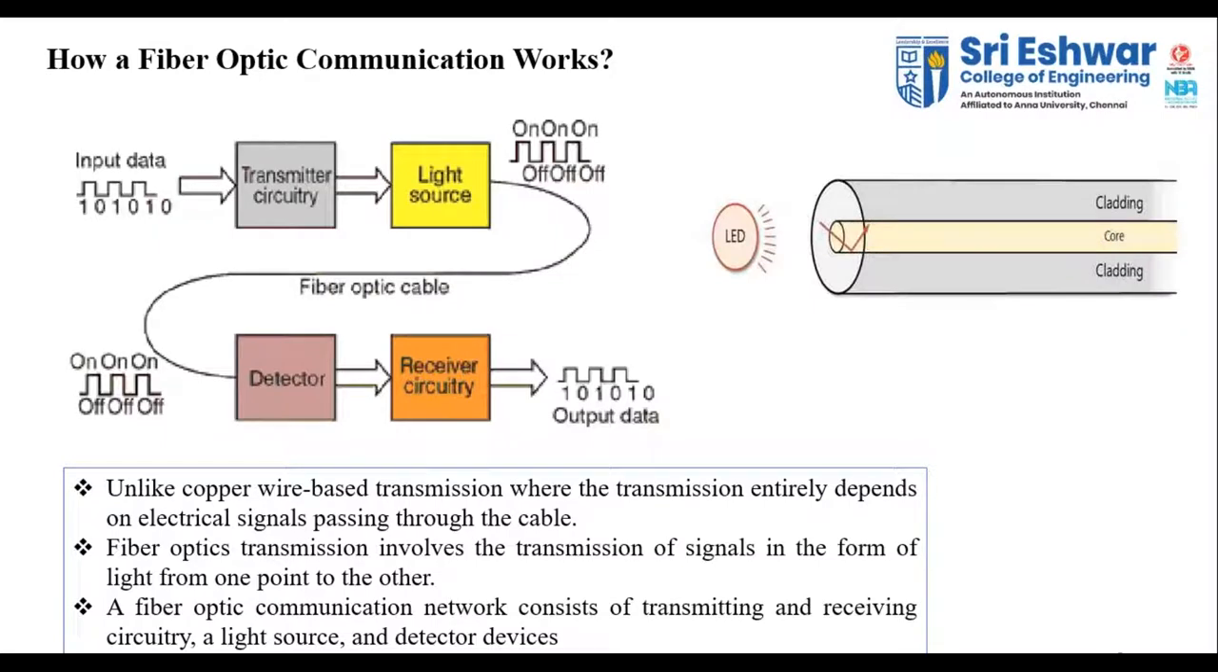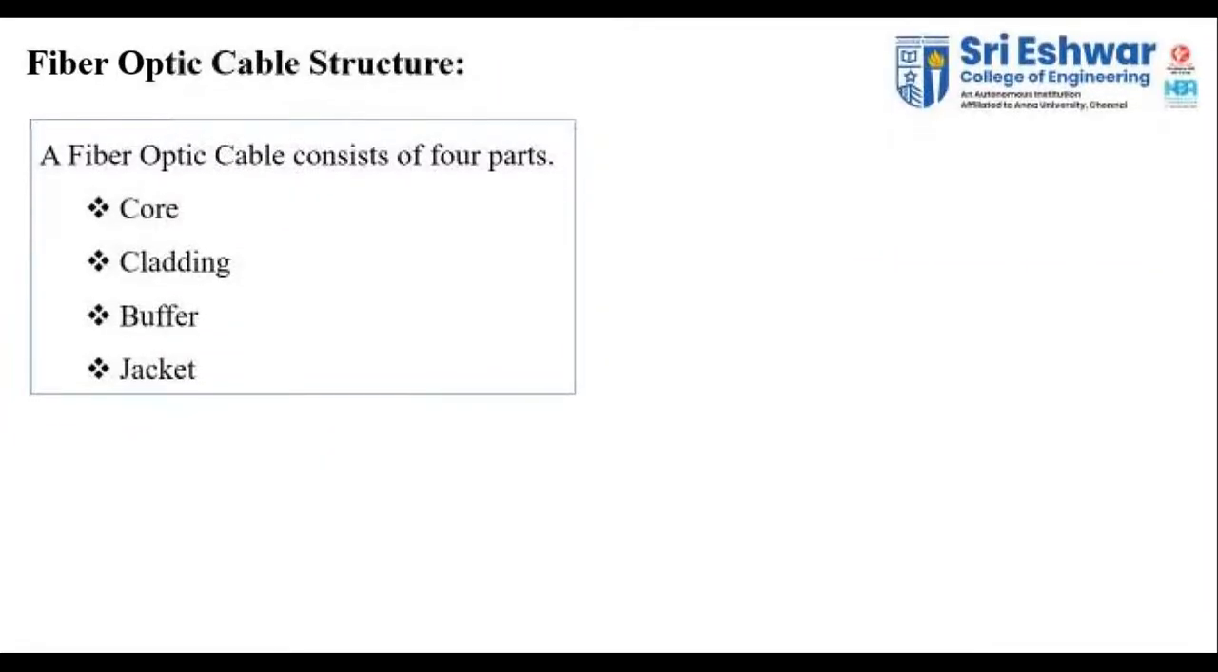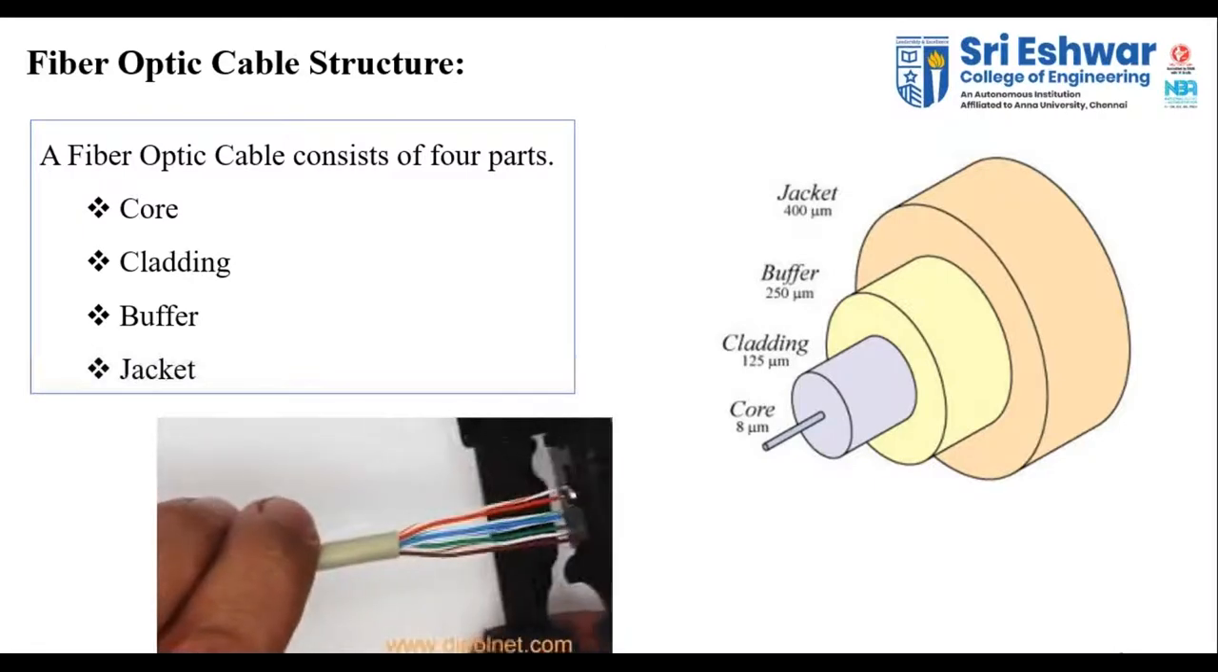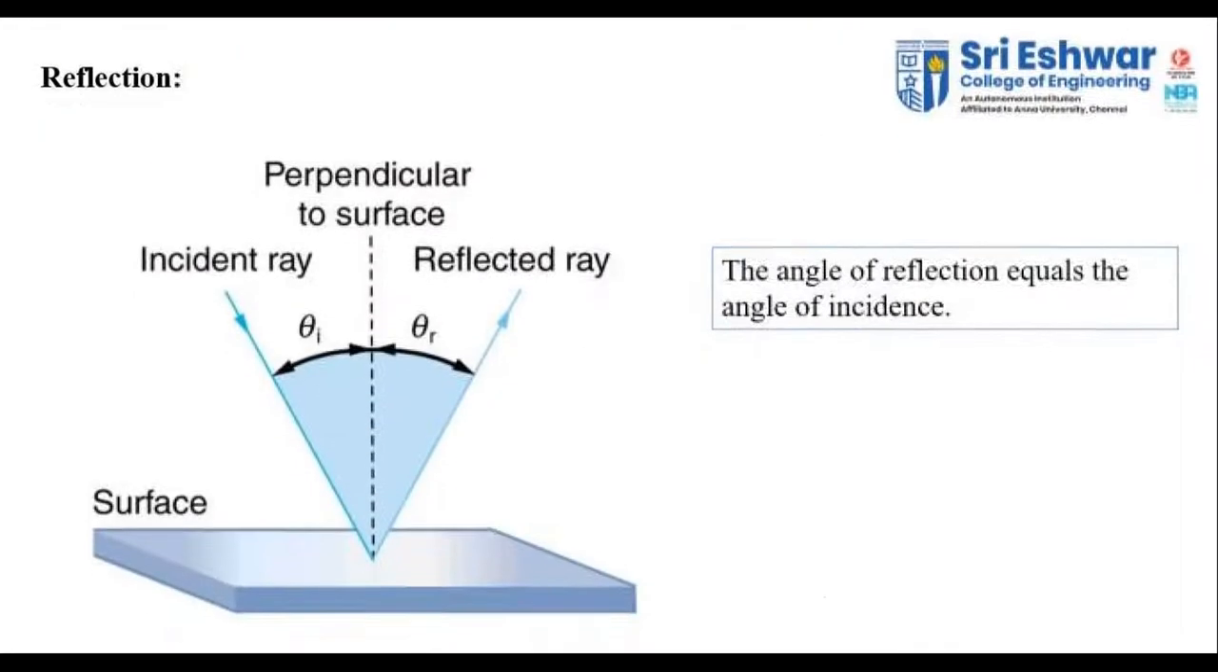What is condition number two for total internal reflection? Theta I should be greater than theta C. Theta I is the angle of incidence, and theta C is the critical angle. These two conditions are very important for optical fiber communication. Then, structure-wise, we already discussed the physical wires. Kindly recall the core, cladding, buffer, and jacket. This is for the multi-core cable.